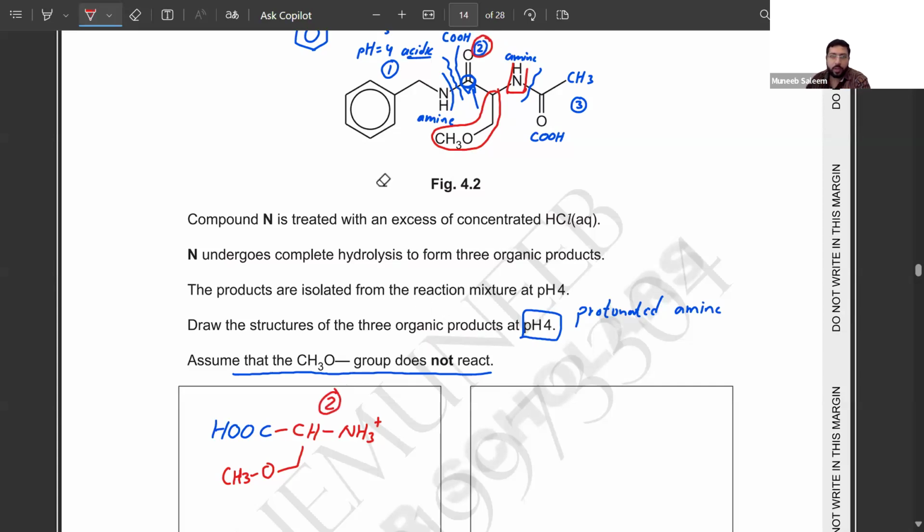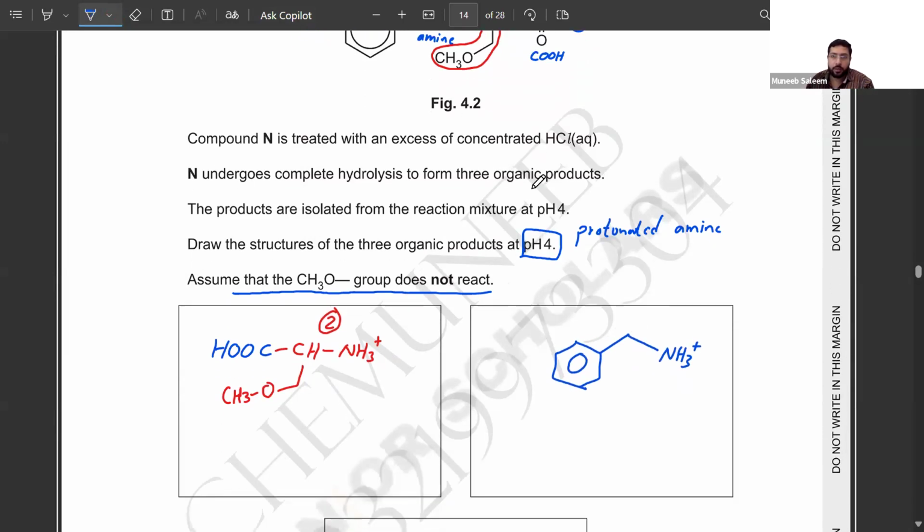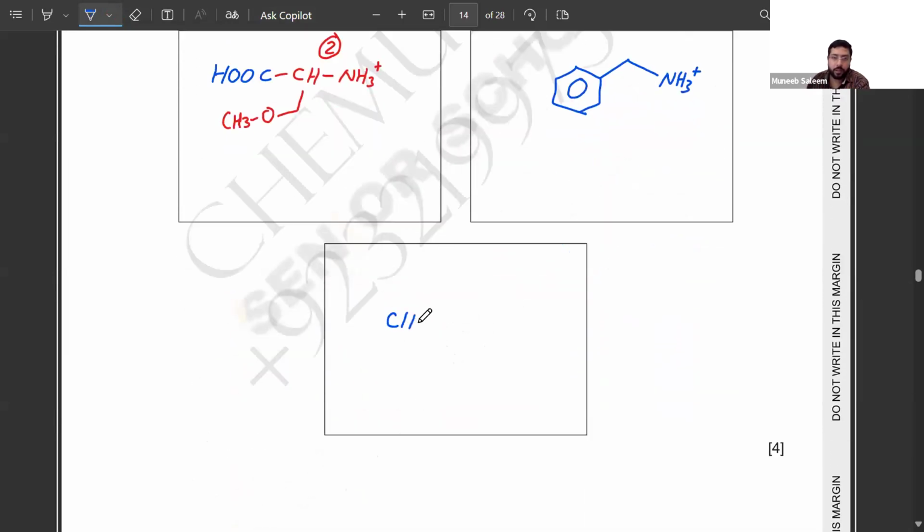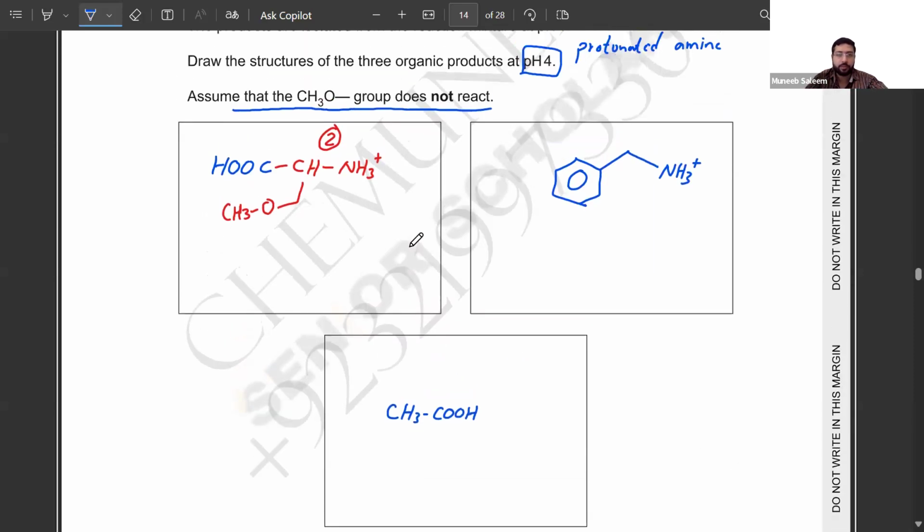So now we just need to draw the remaining two parts. I can write first part over here. So it's benzene ring, and one carbon over here, and then protonated amine. And the third one was the ethanoic acid, which is simple, CH3 and COOH. So this is my third fragment. So that's how the answer is completed now.